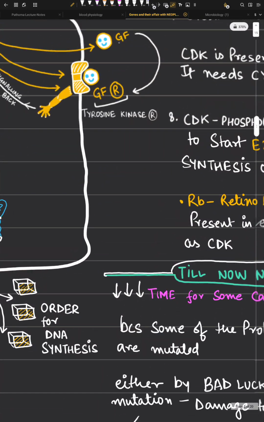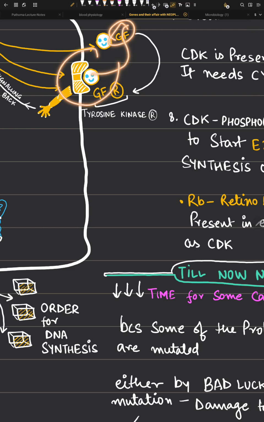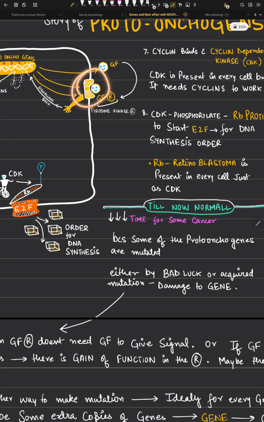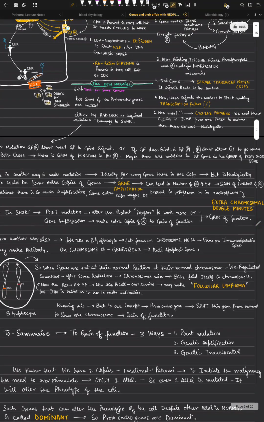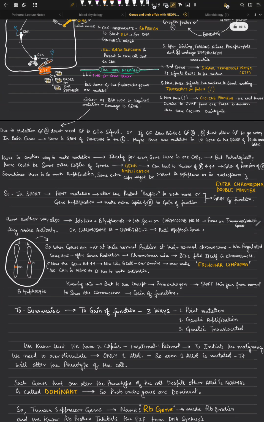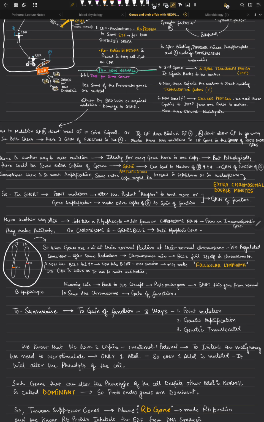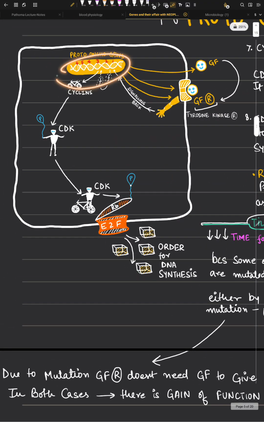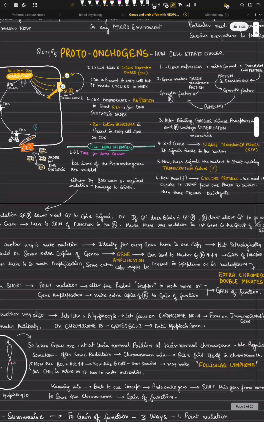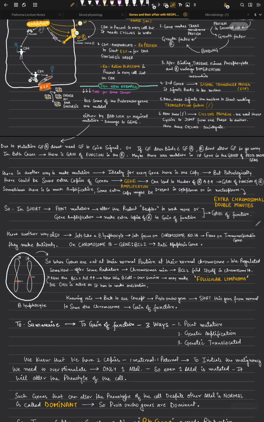For example, the growth factor comes and binds, and it stays in this position. It never goes out by itself. It's always stuck here, bound, or there's just signaling without even binding. It can also happen like that. So this is just a proto-oncogene getting messed up, right? In both cases there's a gain of function in the receptor, and maybe there was a mutation in the first gene in this group of proto-oncogenes, 1, 2, 3, 4, 5, 6, right? So there is upregulation of this growth factor receptor. This is one way.